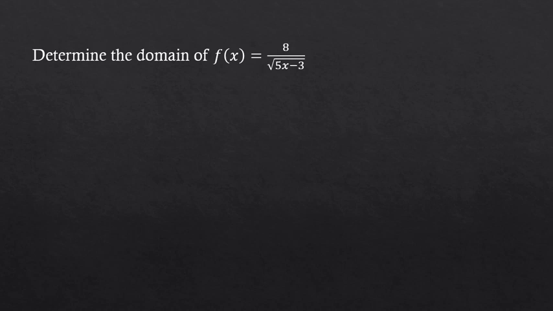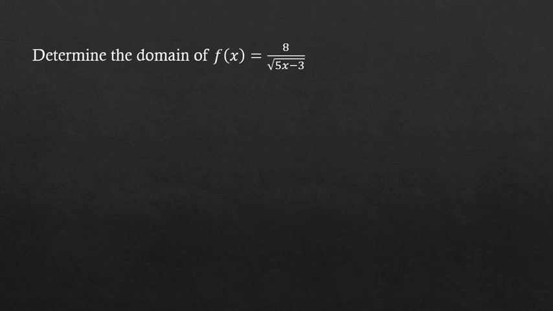We're going to determine the domain of this function, 8 divided by the square root of 5x minus 3. Again, step number 1, begin with all real numbers. Step 2, is there a rational quantity in here? Is there a fraction happening? Yes, there is. Once again, the entire function is rational. So we need to find the x value or x values that make the bottom equal to 0.